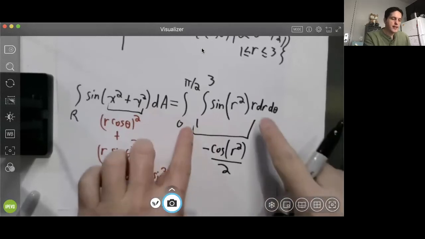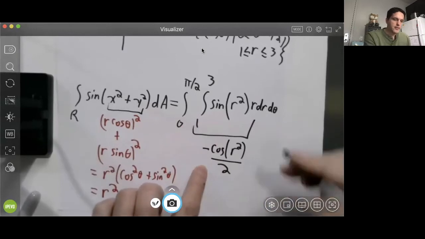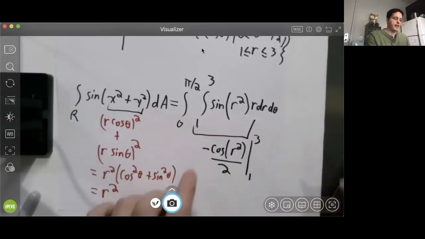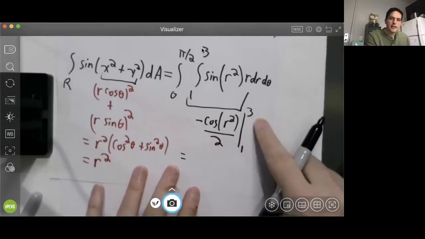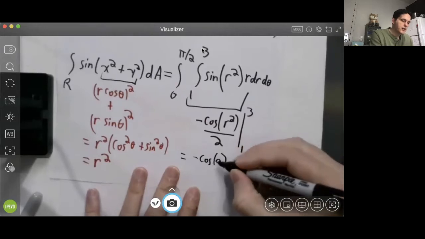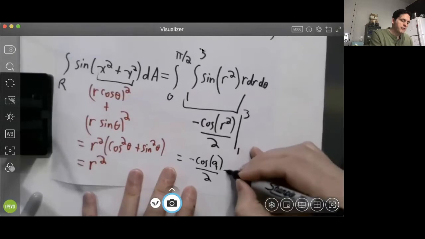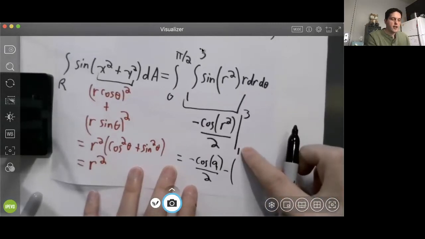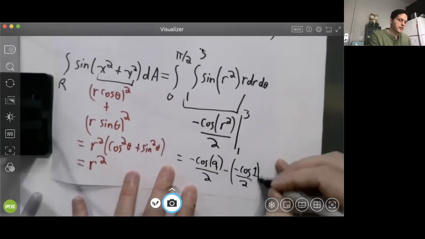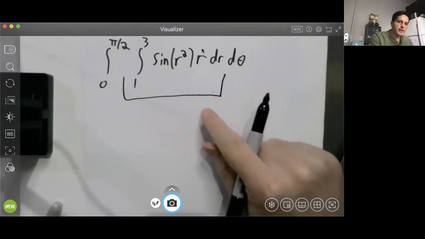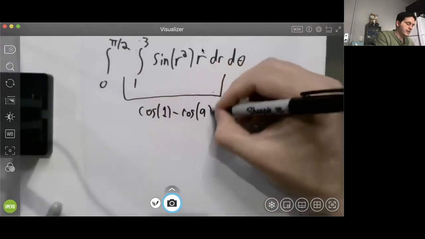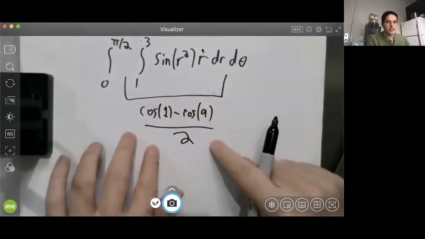Now we're going to evaluate this integral. We need to take our antiderivative and plug in the endpoints. So evaluate the antiderivative from 1 to 3. When we plug in 3 for r, we get minus cosine of 9 over 2. And when we plug in 1 for r, we get minus cosine of 1 over 2. So when we evaluate this inner integral, what we get is cosine of 1 minus cosine of 9 divided by 2. This is just a constant.